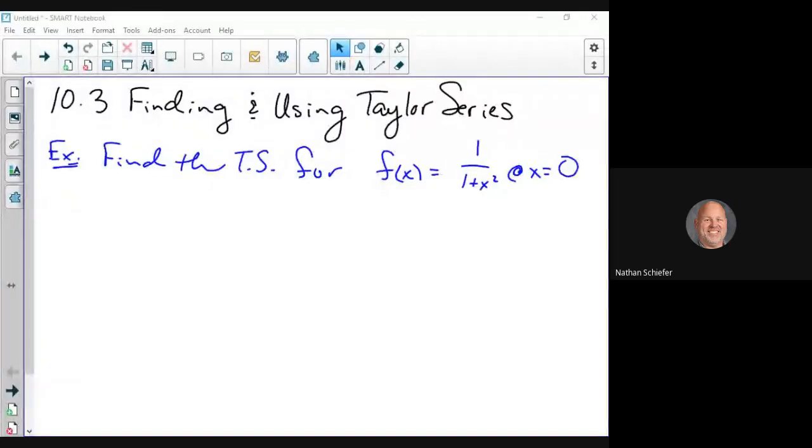Taylor series that we already know about. And I would like for us to first of all start with this series where it says find the Taylor series for f of x equals 1 over 1 plus x squared at x equals 0. So we have some options here. So let's talk about some of those options. What do you think you could do to create that series?